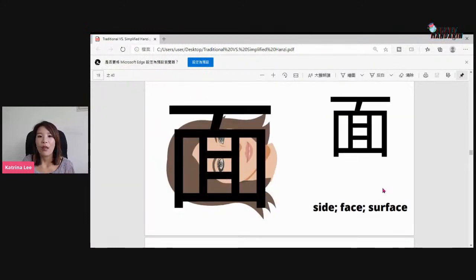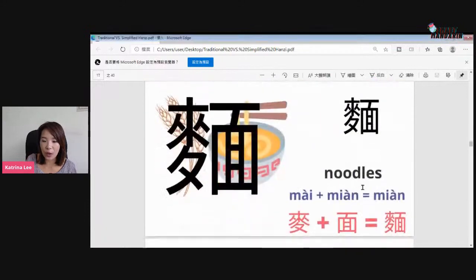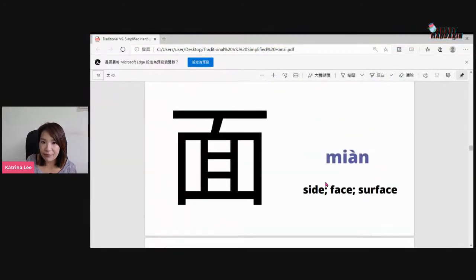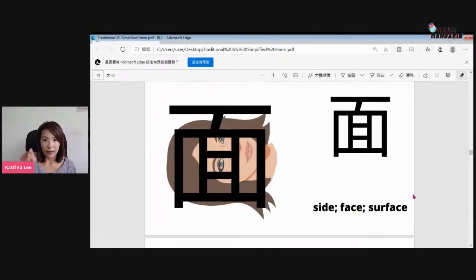So this is noodles and this is surface. This is surface, okay? And this in the traditional character means side, surface, or face. And this is the origin of this character.